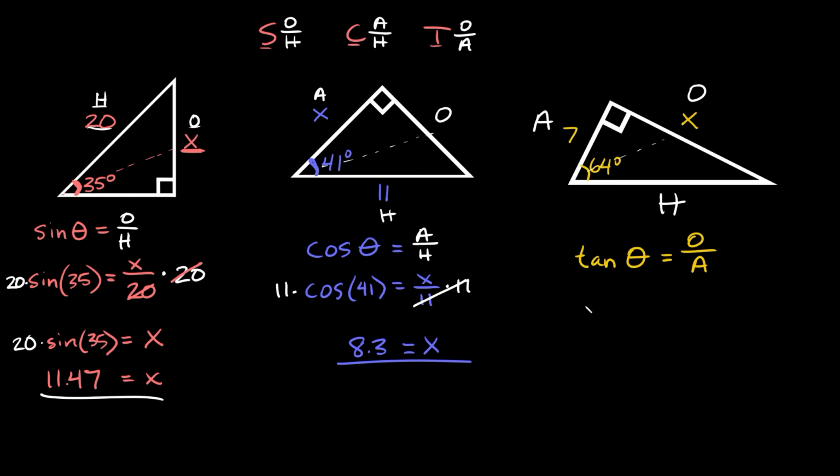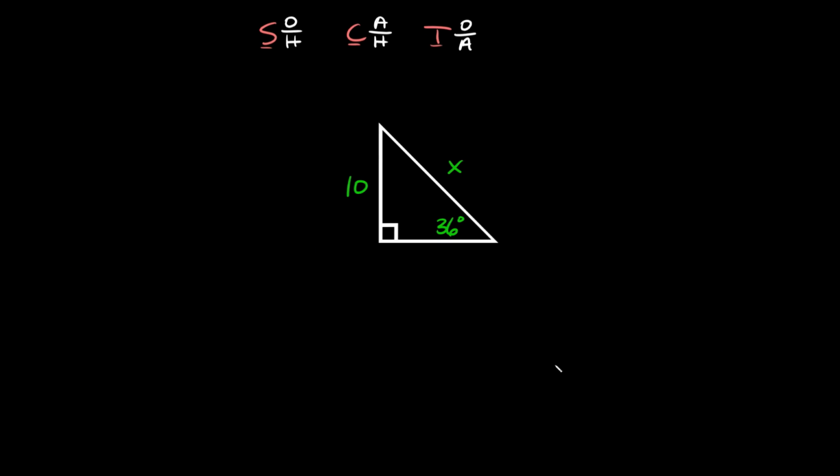So again, let's plug in what we know. We know that theta, in this case, is 64 degrees, so we plug in a 64 there. And that's equal to the opposite over adjacent, so that's going to be x over 7. Again, we're just trying to solve for x, so let's get rid of this 7 in the denominator by multiplying both sides by 7. Those cancel out, so we get that x is equal to 7 times the tangent of 64. And that's equal to approximately 14.35. Boom.